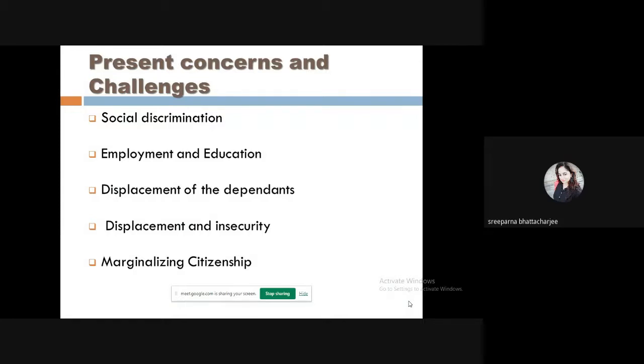Displacement of the dependents means that displacement regarding dependence as well as displacement-related insecurity is something for which we should work. Because we know that there are places like detention camps, there are places like refugee camps where people cannot live a healthy life. So the entire human rights activism should be focused on that. And marginalization of citizens should be reduced. People should be given more and more power, and they should be empowered in one sense. So these are some of the concerns that need to be taken up by the human rights movement.